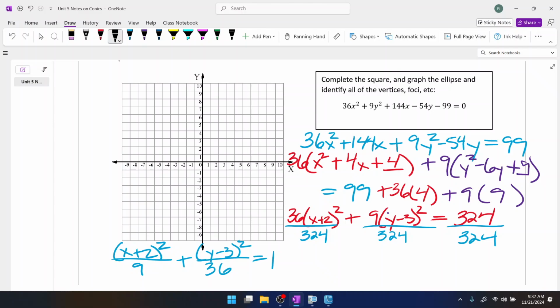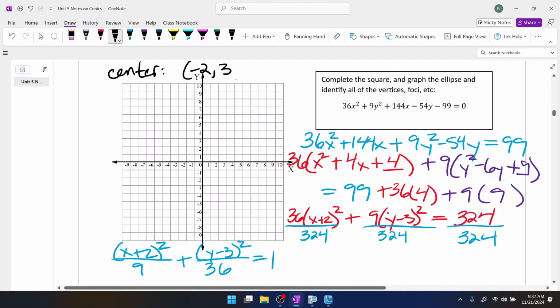So now the vertical axis is your major axis here. But the center is still going to be at -2, 3, right here. And vertically, we will go 6 units above and 6 units below. Horizontally, we'll go 3 to the left and 3 to the right. 1, 2, 3. 1, 2, 3. And it'll look something like this. Close enough.